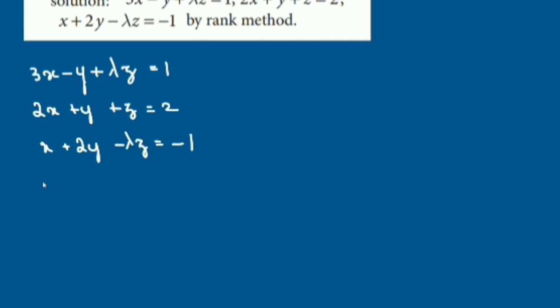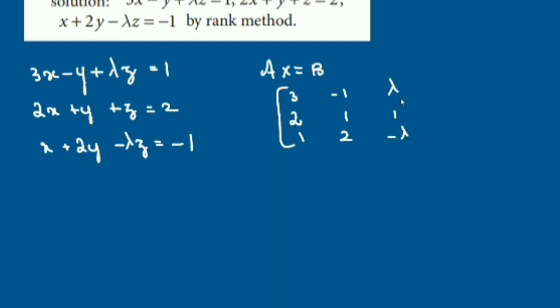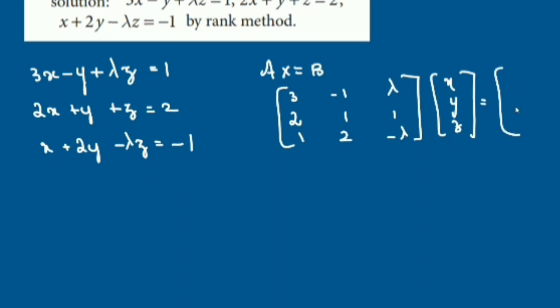Let us first write this in the matrix form. The matrix form is AX equal to B. So what is the matrix A? 3, minus 1, lambda; 2, 1, 1; write only the coefficients: 1, 2, minus lambda. That is your matrix A. Then you write the matrix X. X is x, y, z, the variables. Then write the matrix B, that is 1, 2, minus 1.